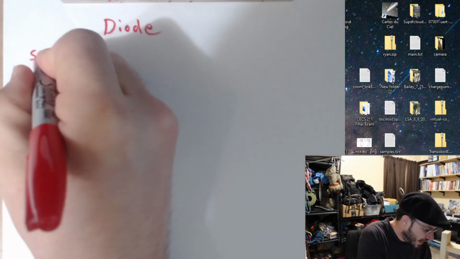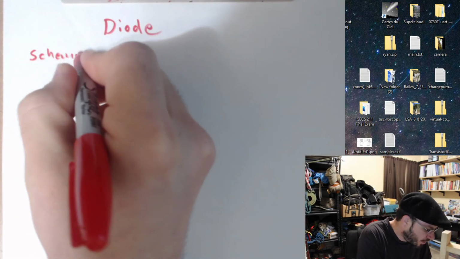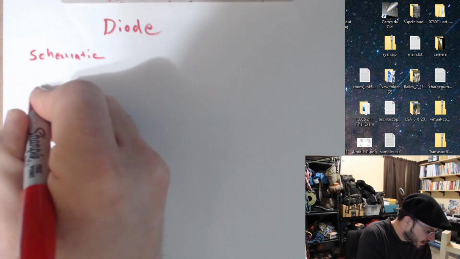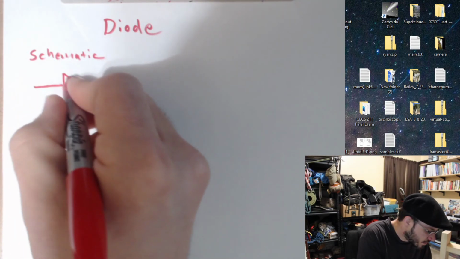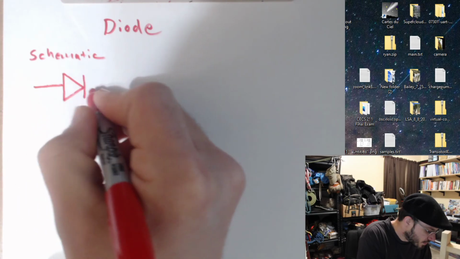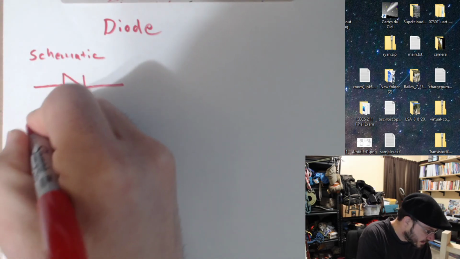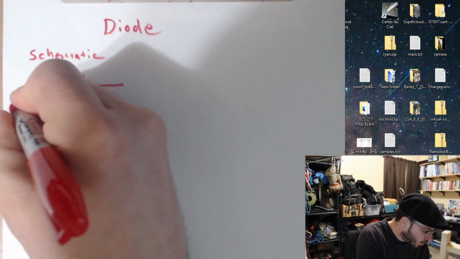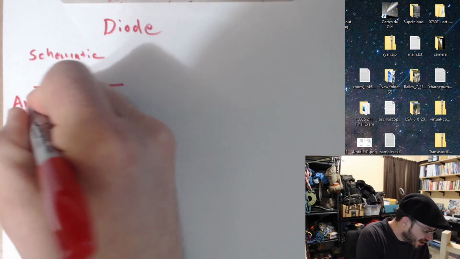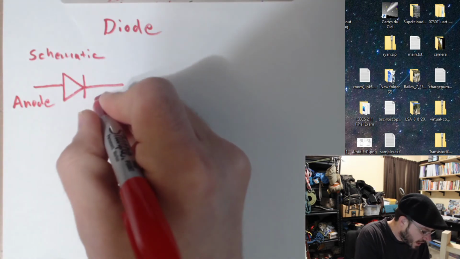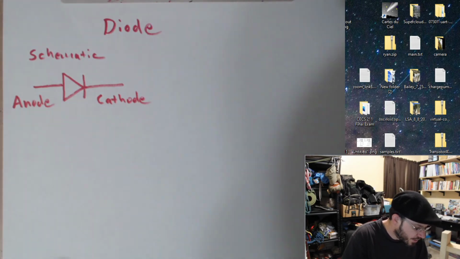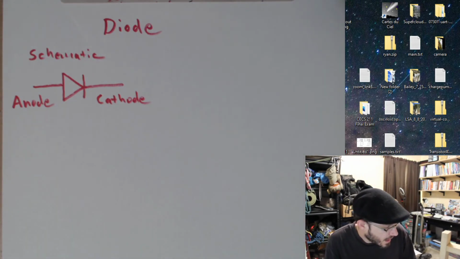So first off, we're going to have the schematic symbol, which looks like this. And on one side we have what's known as the anode, and on the other side we have what's known as the cathode. Okay.